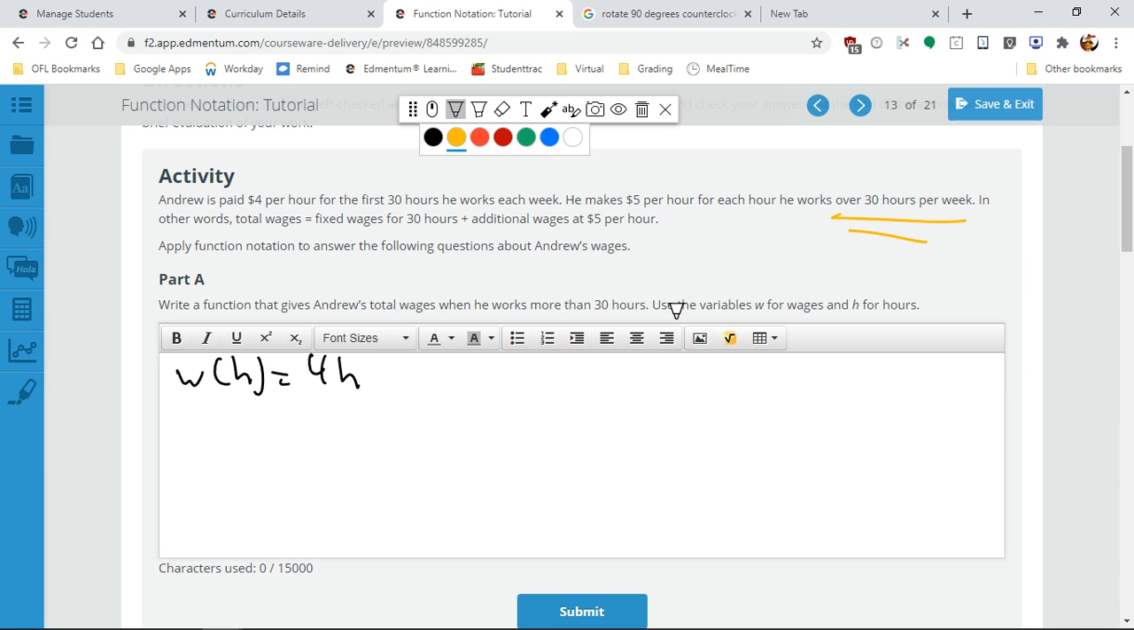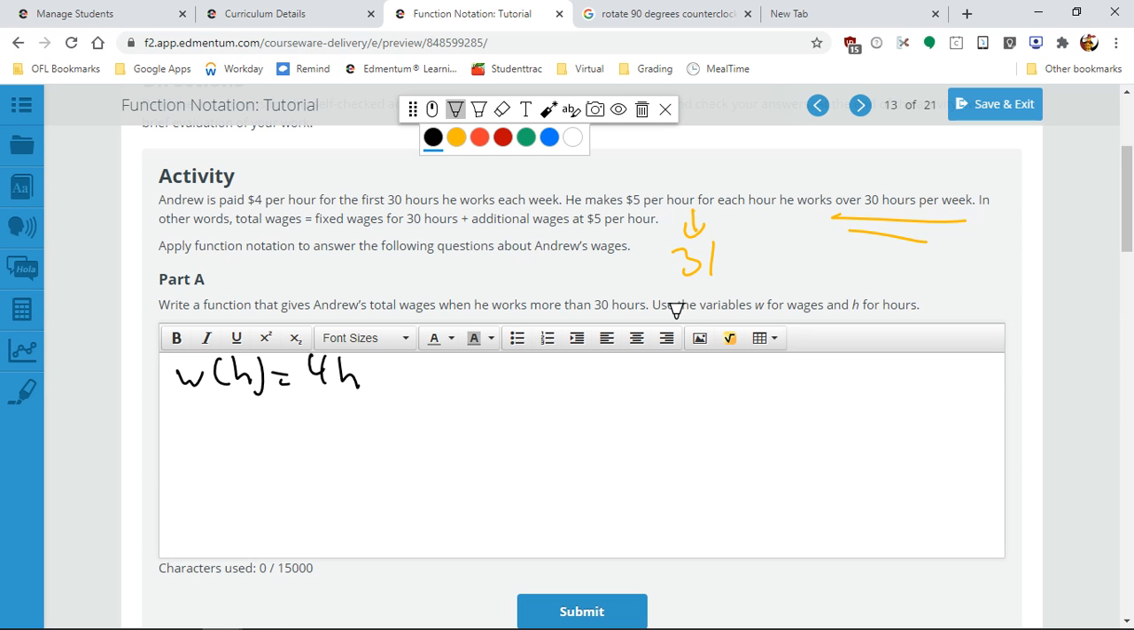How do I figure out how many hours are over 30? Well, if I work 31 hours, how many hours did I work over 30? Anybody? 1. How did you figure that out? If you do 31 minus 30, exactly, it's 1. Yeah, it sounds really obvious, but when you're writing a function, sometimes it's a little hard to think about that. But yeah, you just subtracted 30.